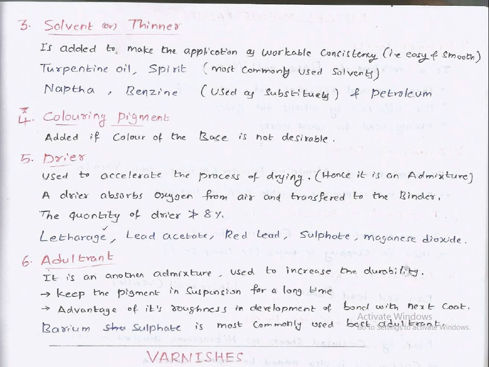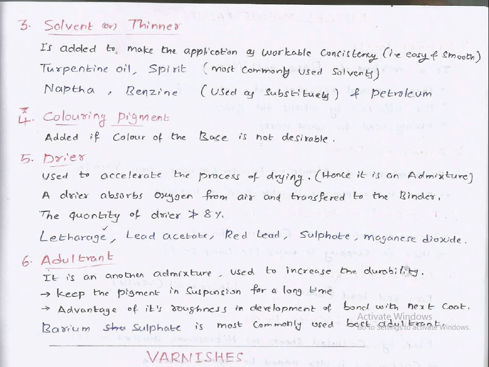Dryer. What are these? Used to accelerate the process of drying, hence it is an admixture. A dryer absorbs oxygen from air and transfers it to binder. The quantity of dryer is not greater than 8%. Litharge, lead acetate, red lead, sulfate, magnesia, manganese dioxide.